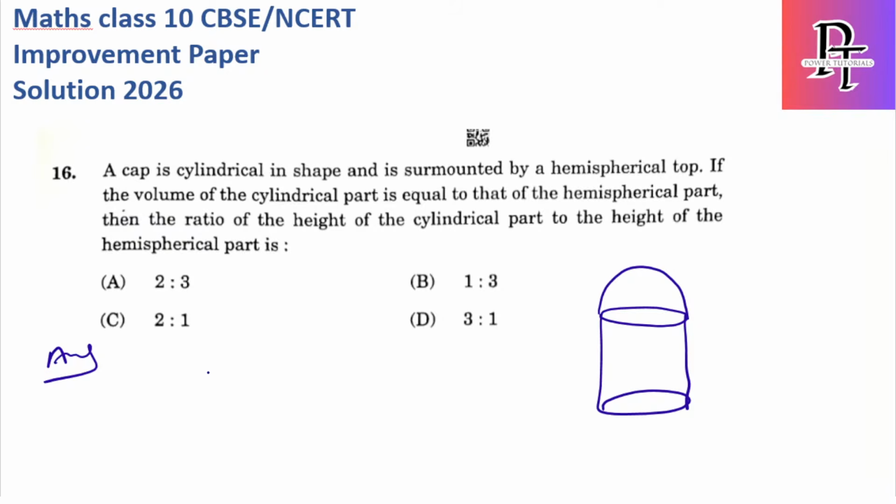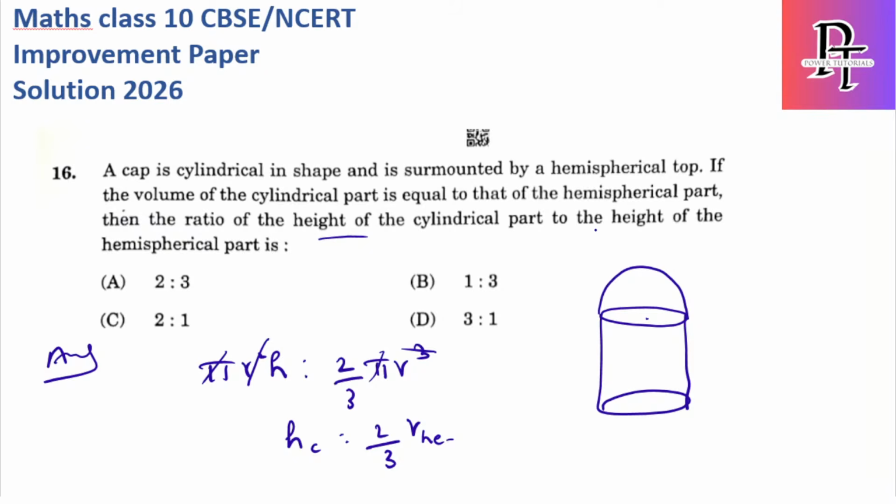Cylinder volume is pi r square h, and hemisphere volume is 2 by 3 pi r cube. Here the radius will be equal, so I directly cancel r square and pi gets cancelled out. So I get the height of the cylinder is equal to 2 by 3 times the radius of the hemisphere. They are asking for the ratio to the height of the hemisphere. The height of the hemisphere is nothing but the radius only. So the height of the cylinder by the height of the hemisphere is equal to 2 by 3. So the answer is C. Okay, let's move to the next one.